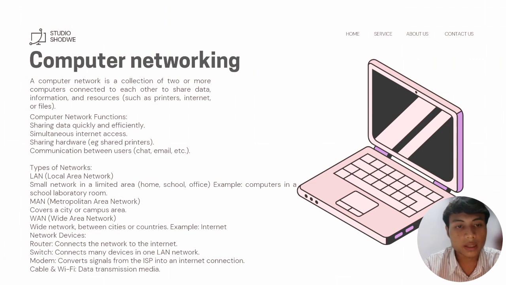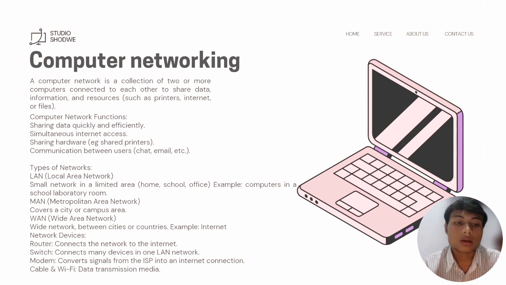Computer networking: a computer network is a collection of two or more computers connected to each other to share data, information, and resources, such as internet or files. Computer networking functions: sharing data quickly and efficiently, sharing internet access, sharing hardware such as shared printers, and communication between users through chat and email.